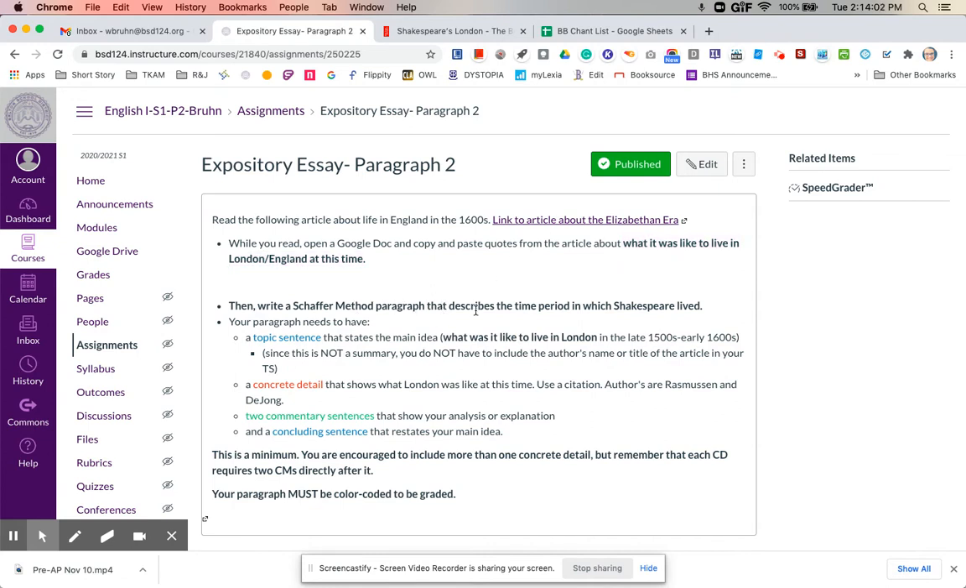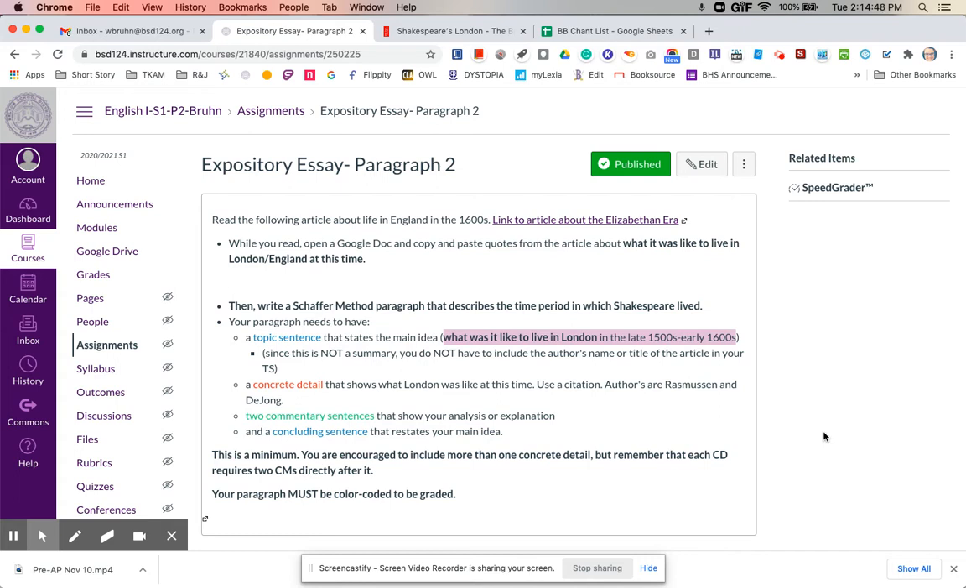Then you are going to again write a Schaeffer method paragraph describing the time period in which Shakespeare lived. So you need to have, again, a topic sentence that states the main idea. The main idea should be a statement about what it was like to live in London in the late 1500s and early 1600s. It should not be a specific fact. Right? Your topic sentence should not be a quote from the article. It needs to be your own words expressing, London was a diverse place in the late 1500s and early 1600s, or London faced many challenges, or whatever you glean from the article.